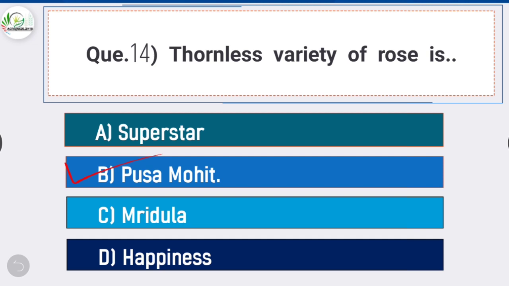Question number 14. Thornless variety of rose is? Answer is option B, Pusa Mohit. Thornless variety of rose is Pusa Mohit.